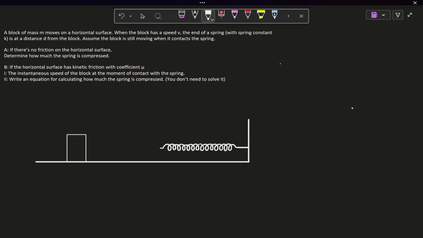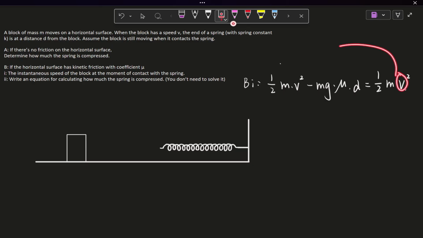So initially, the block has a kinetic energy of 1/2 m times v squared, minus the work done by friction when it's on the ground level. The normal force is just equal to the gravitational force, and the gravitational force is just equal to mg. So minus mg times mu times d, and it's equal to 1/2 m times v1 squared.